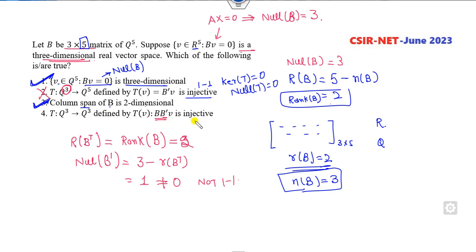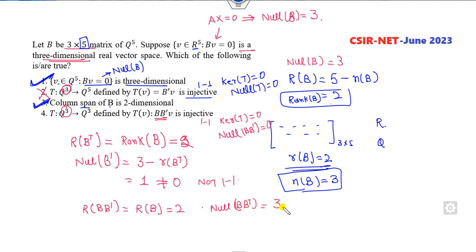Look at this one. Again, it's one-one, so you have to prove the kernel of this T is 0. It means your target is to prove the nullity of B times B transpose is 0. Now we all know the rank of B times B transpose is the same as the rank of B, which is again 2. So what is the nullity of B times B transpose? The domain is 3, minus the rank, which is 2, giving 1, which is non-zero. So it is not one-one, but he said one-one. So the right answer is that A and C are the correct options. That's very simple, straightforward transposing.